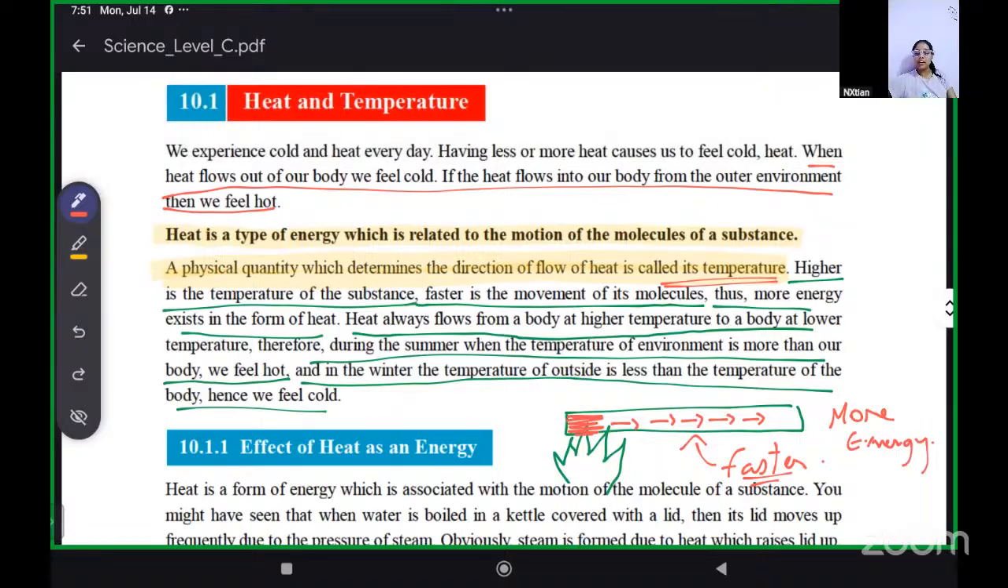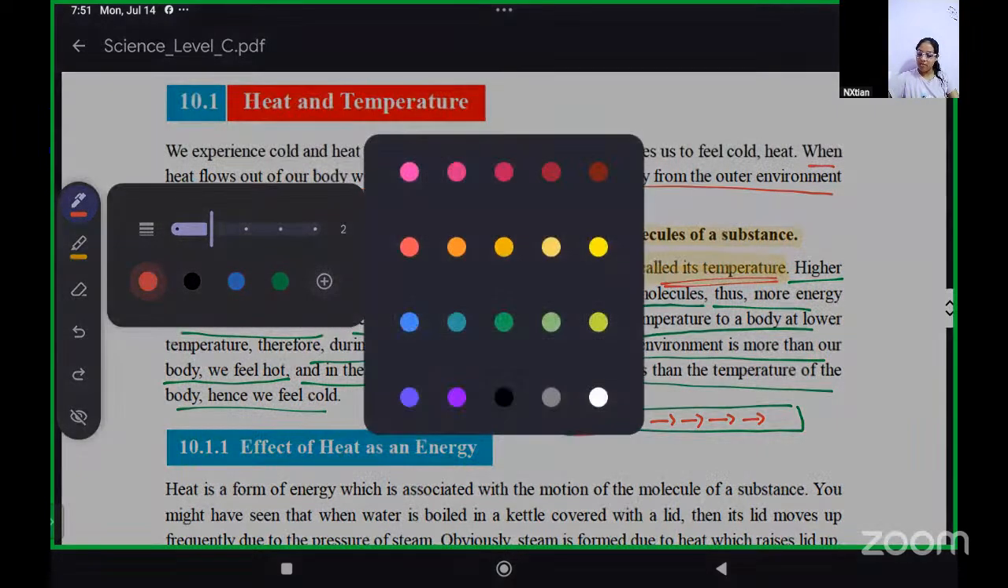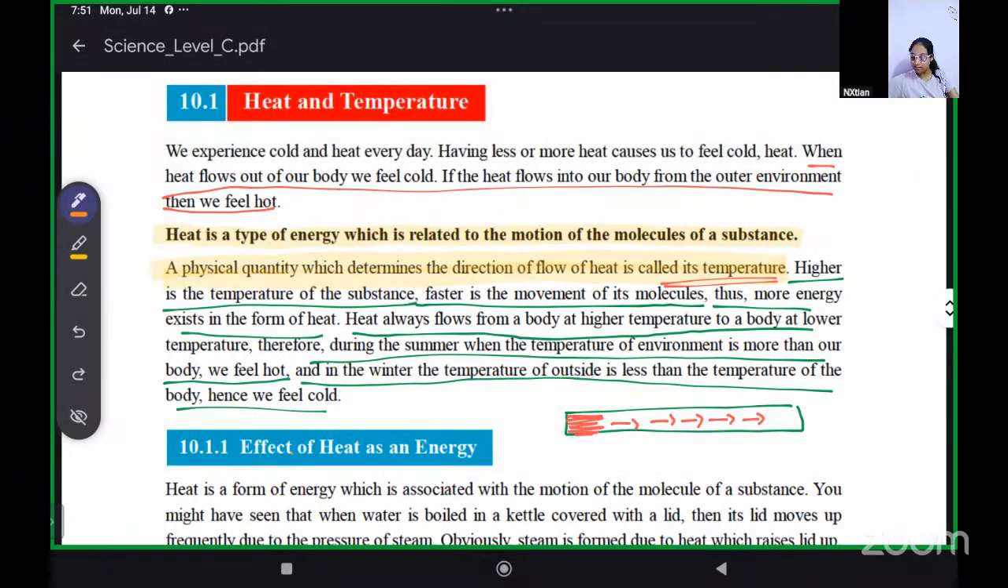Okay, if I reduce this flame, what happens now? I reduce the flame.